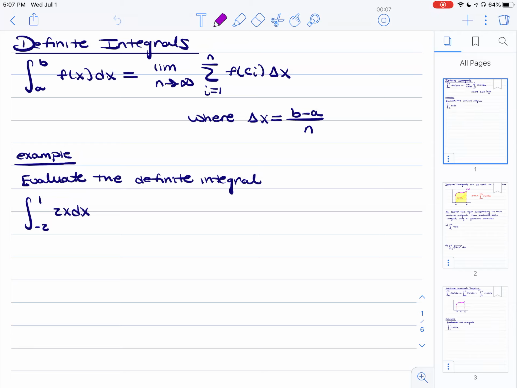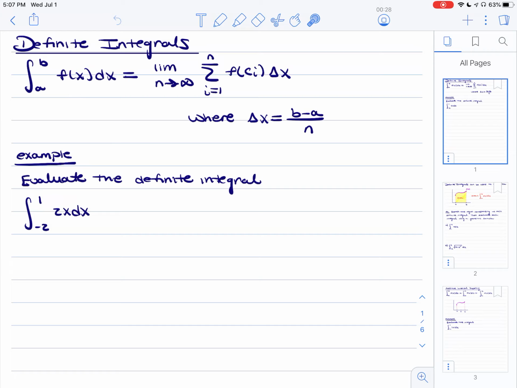Next thing we're going to look at is the definite integral. A definite integral is written like this, where we have the integral symbol of f of x dx, but then we also have these a and b values here, which are called the limits. So we would read this as the integral from a to b of f of x dx.